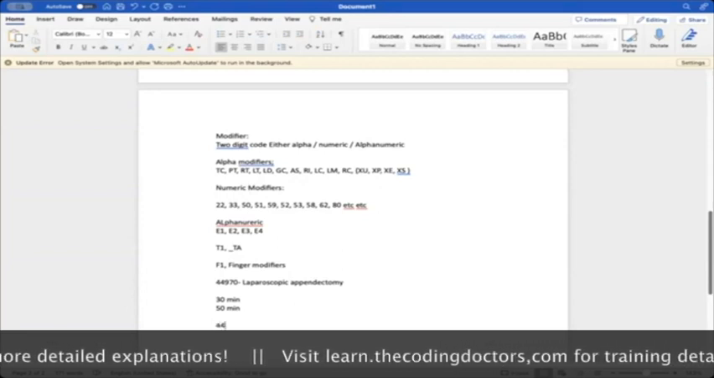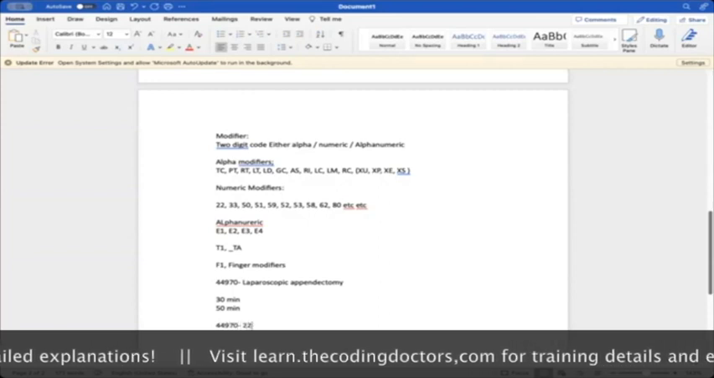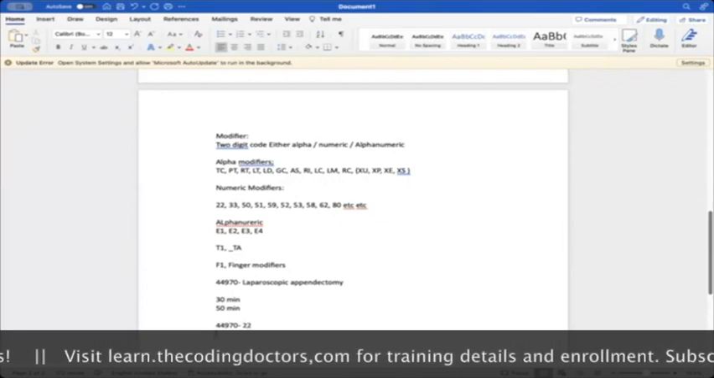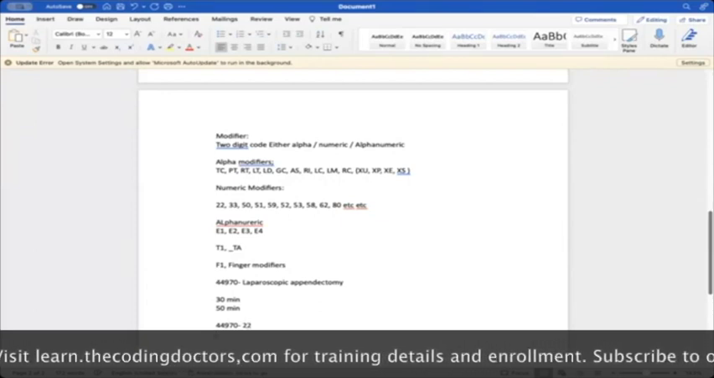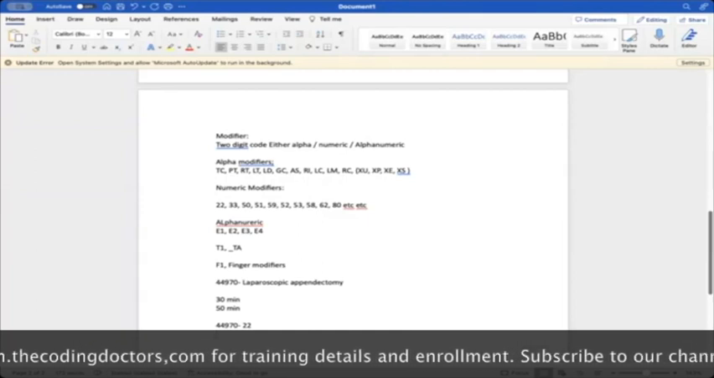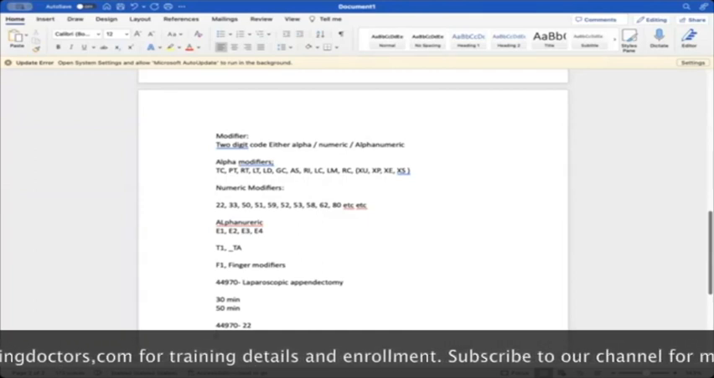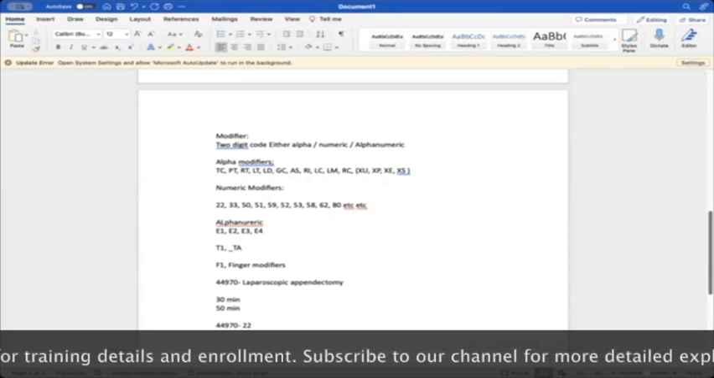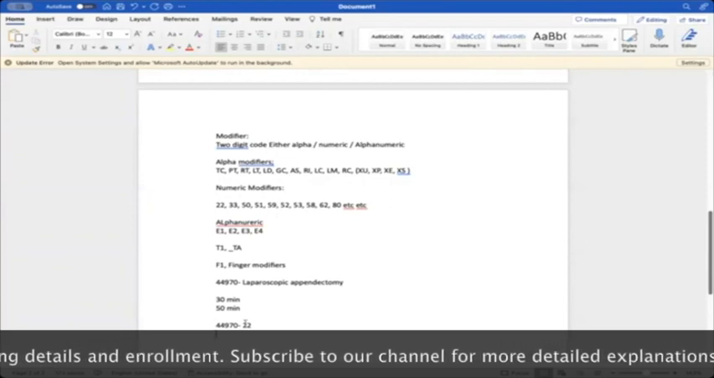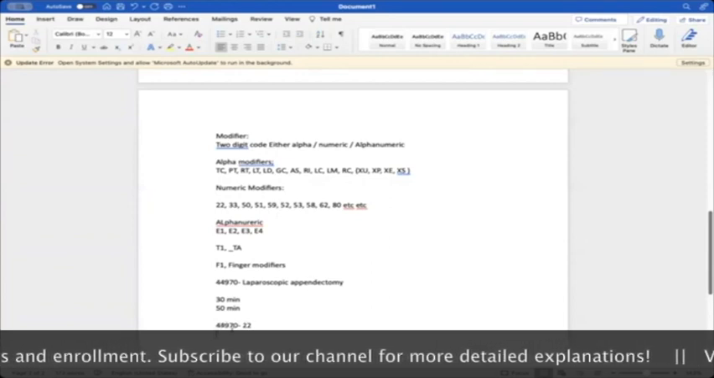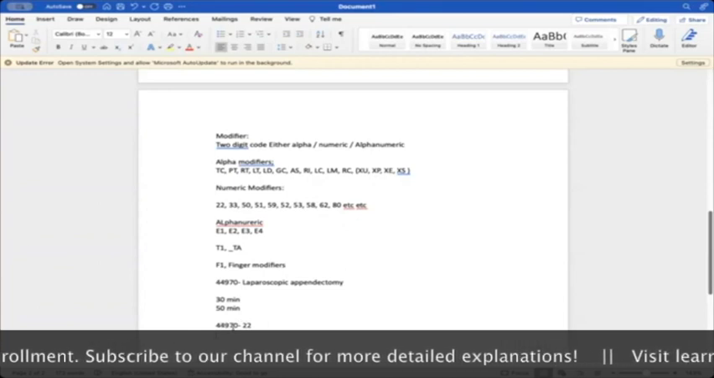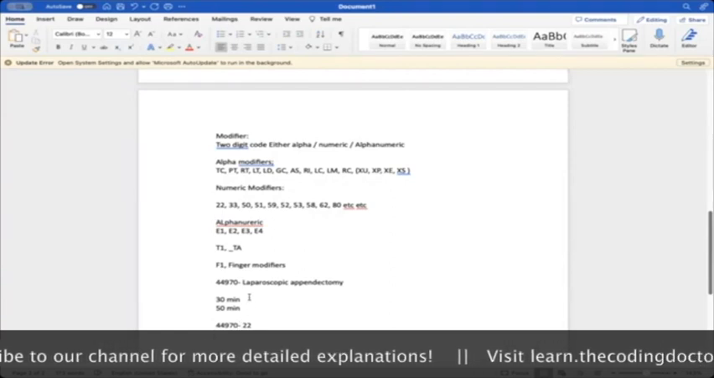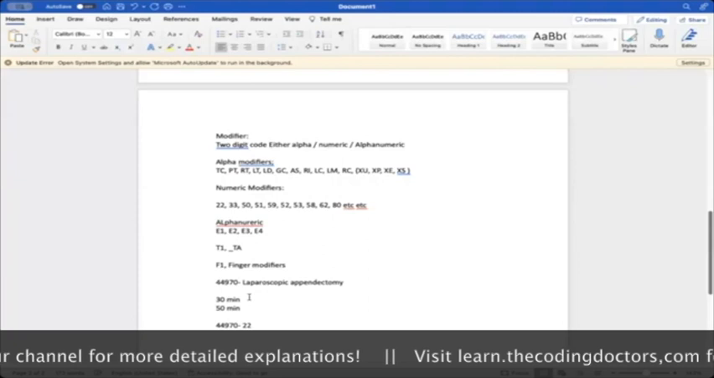In these situations, along with 44970, you will append the 22 modifier. This 22 modifier indicates increased procedural service. By applying it, we are providing additional information to the payer or insurance that the physician spent more time. Does giving this 22 modifier change the definition of 44970? The definition won't change, but we are providing additional information with the help of the modifier.